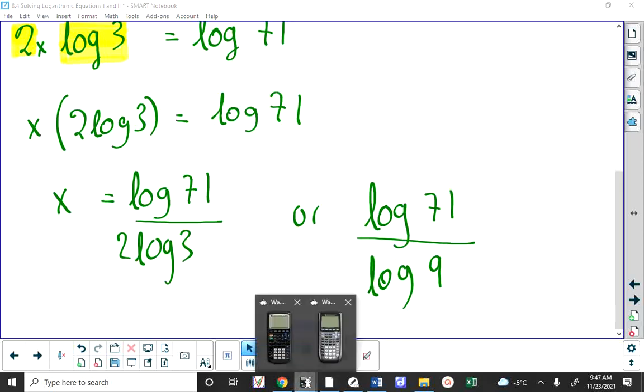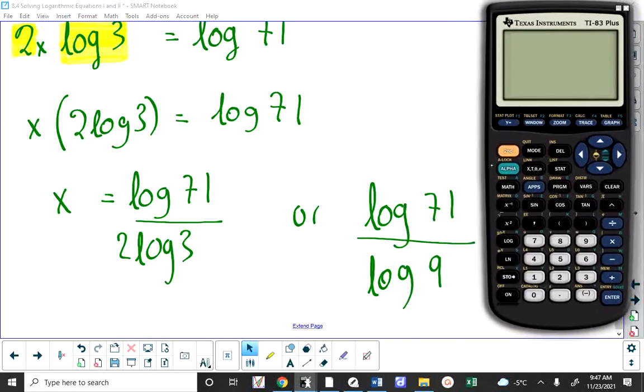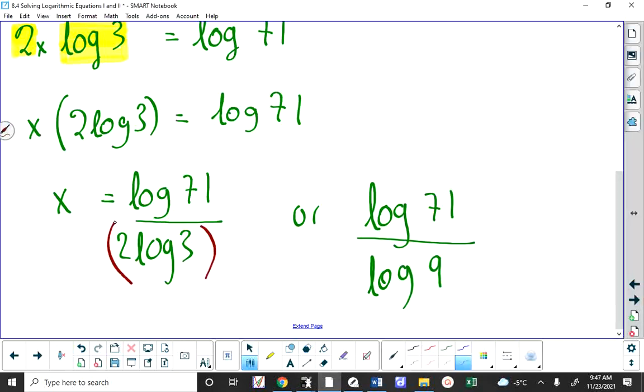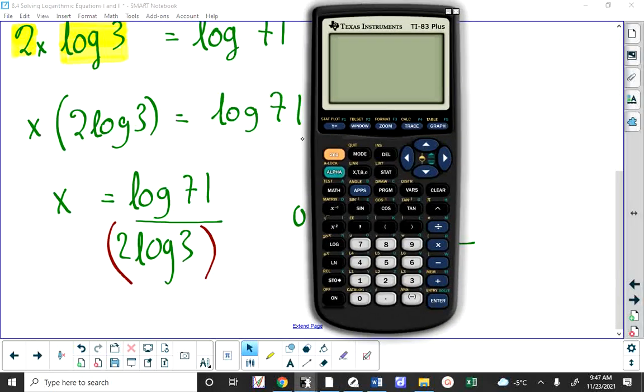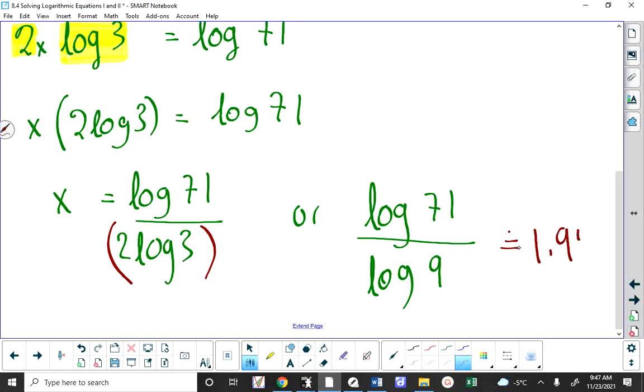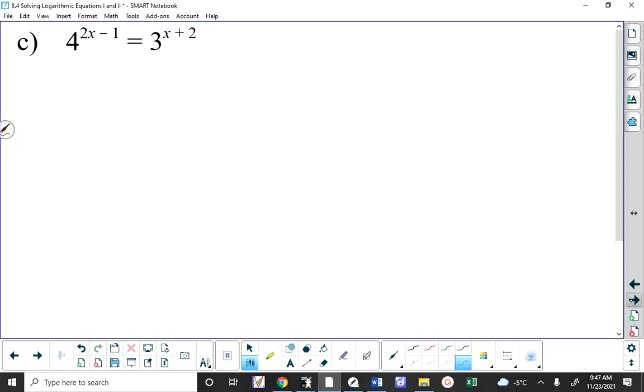Anyway, if we want a decimal value, it doesn't matter which one you do. I would be tempted to use the second one, because if I enter the first one, the left answer in my calculator, I do need an extra set of brackets around the 2 log 3. Or I need to go divided by 2, divided by log 3. So log 71 over log 9. So approximately 1.94. Am I right there? Did anybody else get approximately 1.94? Okay, just checking. So now all of a sudden things are going to get more complicated.